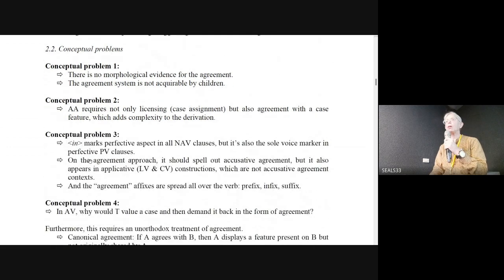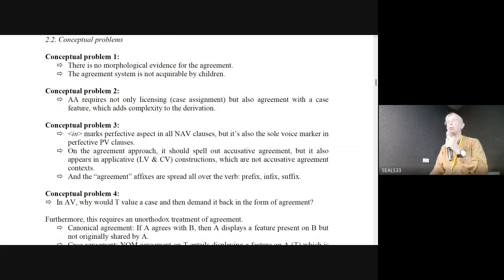Now, first off, there are a number of conceptual problems with this approach. The first conceptual problem is that there's no direct morphological evidence that the nominative and accusative case features are being assigned, since these do not line up with the markers on the nominals themselves. That's one thing. Another thing is there's no morphological evidence that the agreement is taking place. So I think that this system is actually not acquirable by little kids. The second conceptual problem is that it involves a complication. It involves not just licensing or case assignment, but also agreement with the case feature.